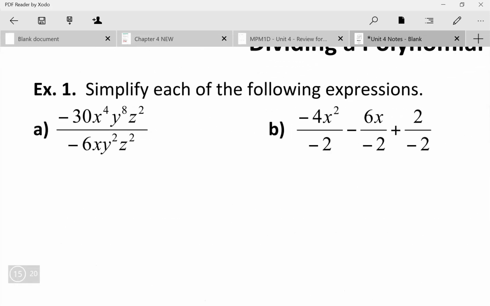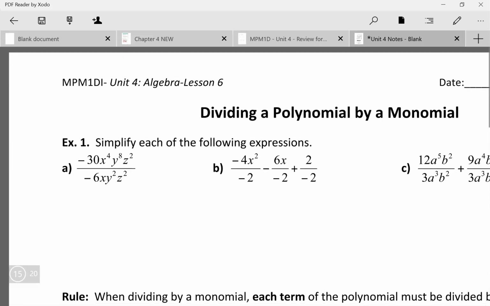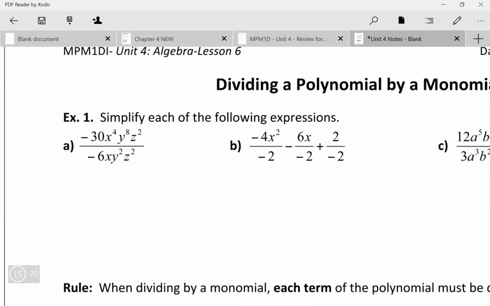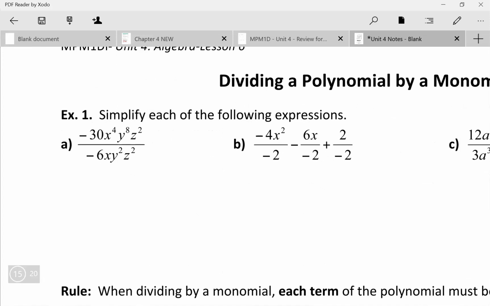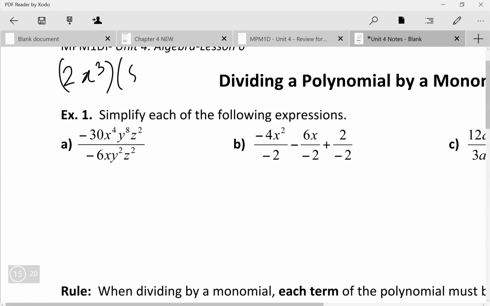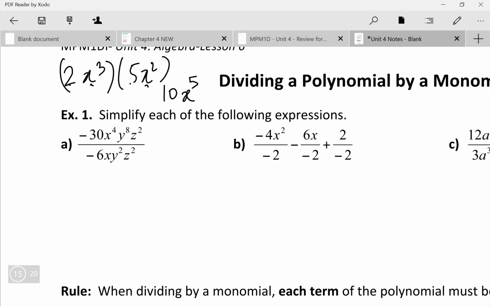So here we're going to talk about division of a polynomial by a monomial. This stuff is fairly straightforward, just like the rules for multiplication. The rules for multiplication were: if you multiply two terms, 2x cubed multiplied by 5x squared, you multiply the numbers, making that 10, and then you multiply the variables using exponent laws. So x to the power of 3 times x to the power of 2 is x to the power of 3 plus 2, because when you multiply, you add the exponents. So this was the answer.